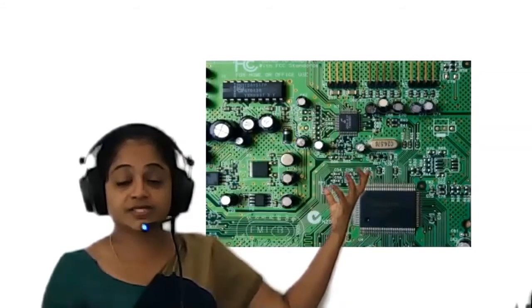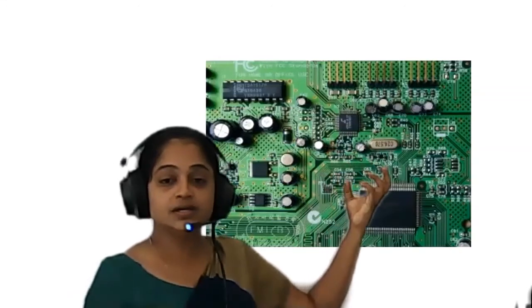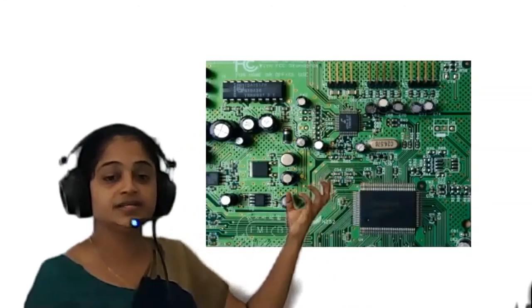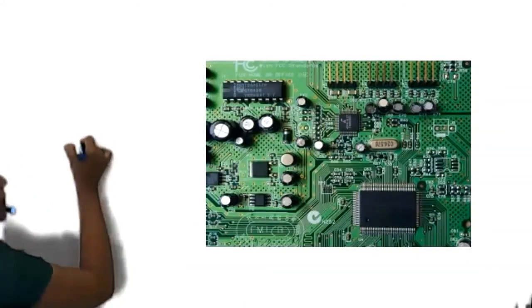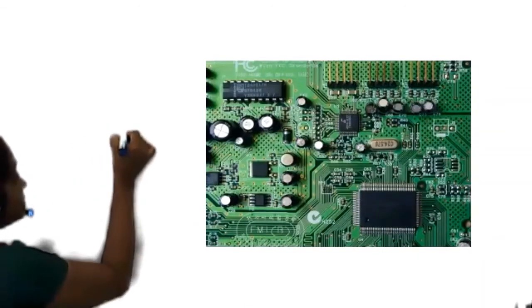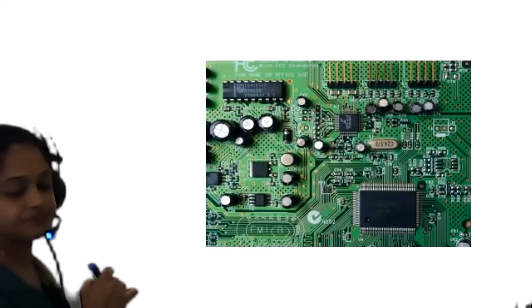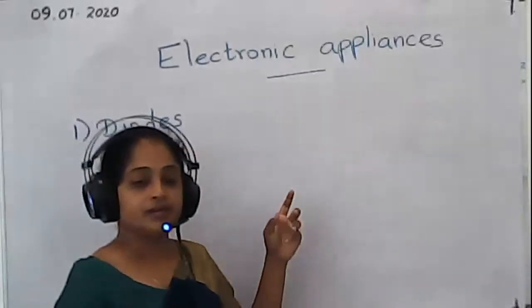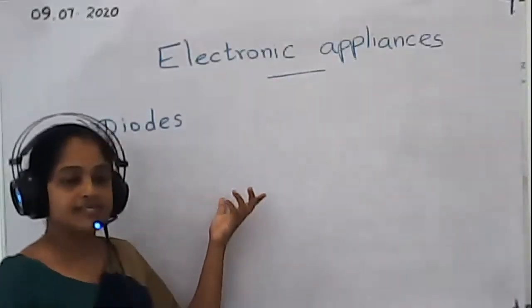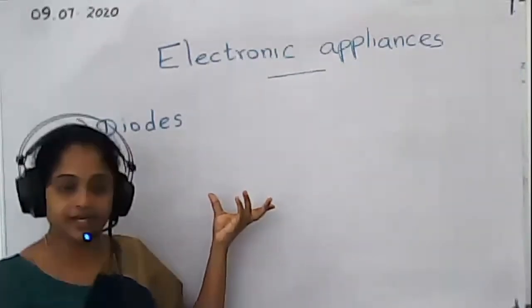Write down. First of all, we have to learn about diodes. Right? Diodes. It is one of the electronic appliances. Diode. Diodes. Right. Let's go to our next slide. Activity 8.10.